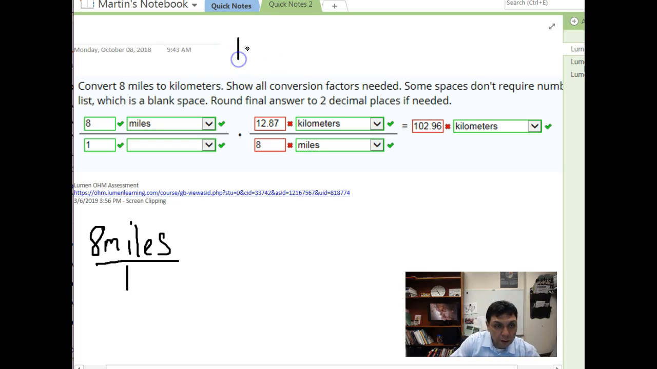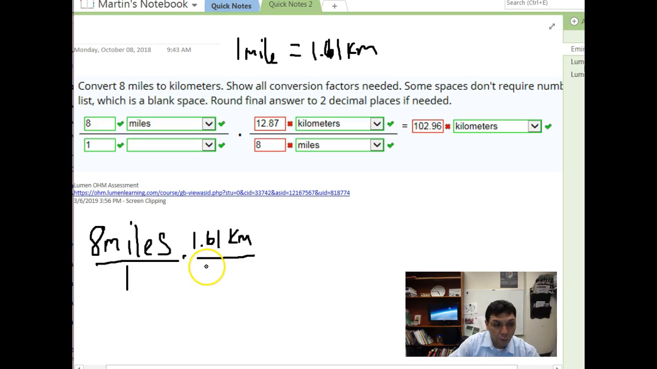What we know is 1 mile is the same as 1.61 kilometers. So what ends up happening on this problem is you take that original and multiply by a conversion factor. In this case, I'm going to take 1.61 kilometers over 1 mile, because since those are equal to each other, it's really just like a 1.